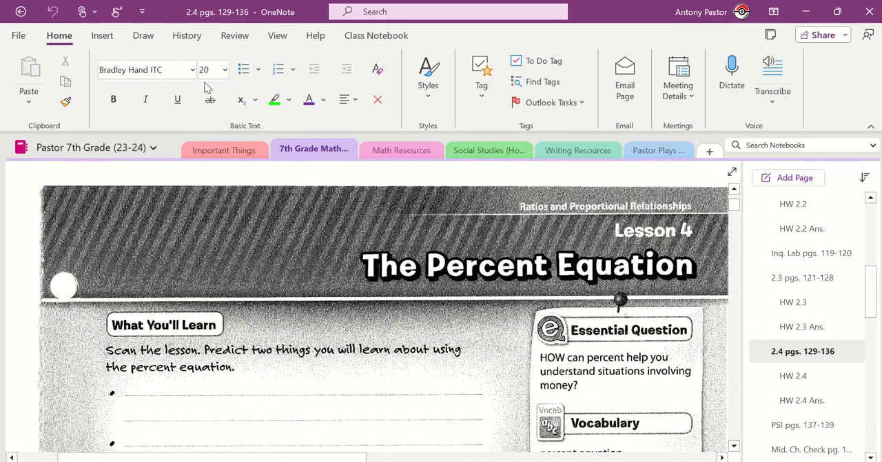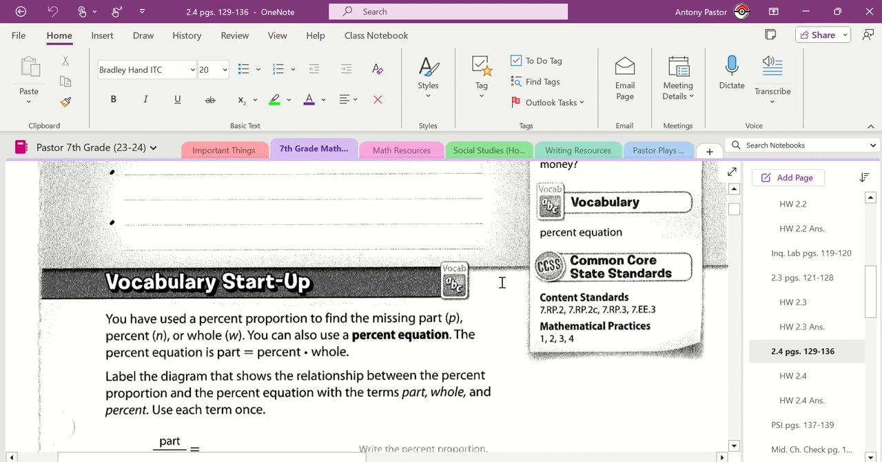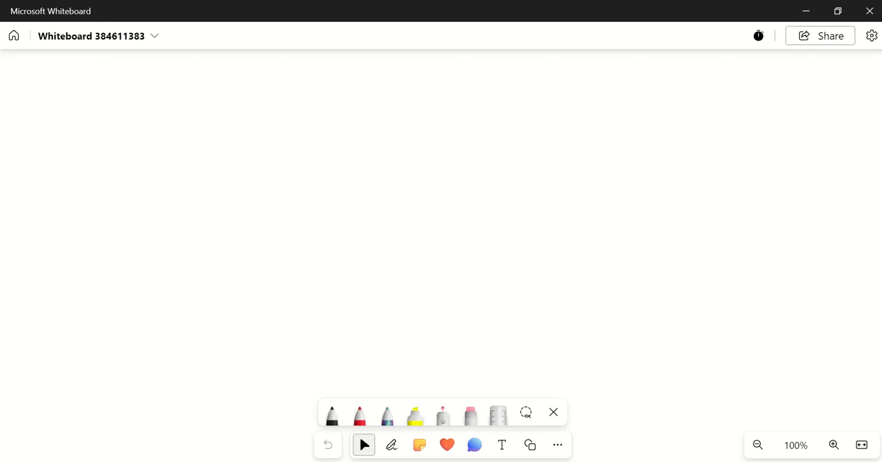Today we are doing 7th grade math. This is chapter 2, lesson 4. We are talking about the percent equation. So last time we talked about percent proportion. We're going to go ahead and recap percent proportion.